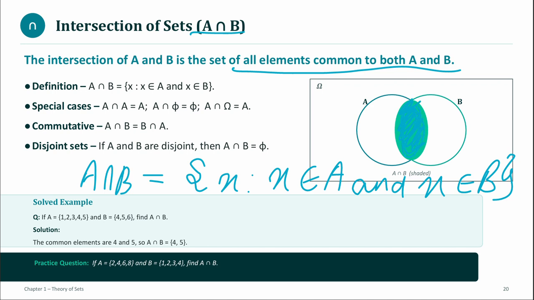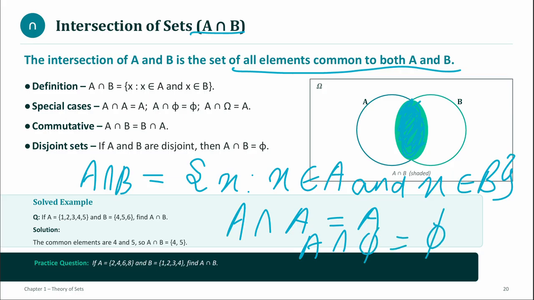In the special cases, A intersection A is going to be A only. A intersection phi is going to be phi, and A intersection universal set is going to be A. Again, it is commutative: A intersection B is equal to B intersection A. And if A and B are disjoint, that means that they are non-overlapping.